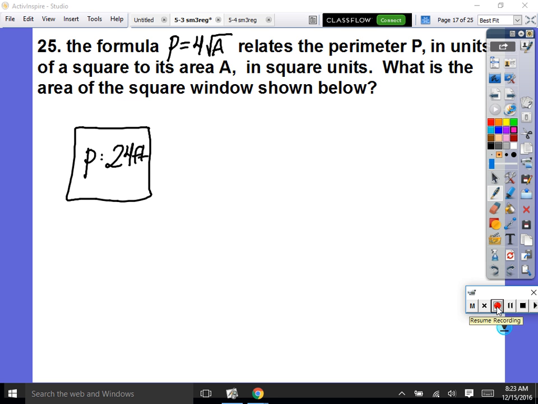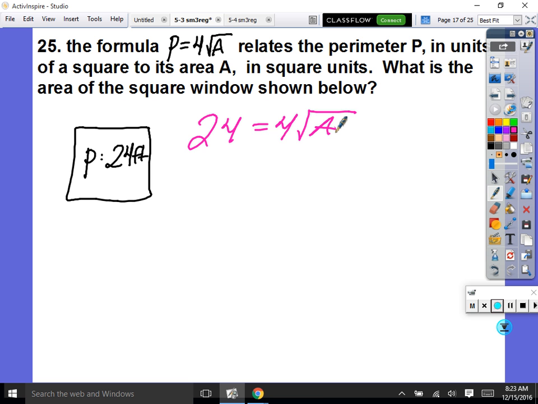I don't want you to not be able to do story problems, because they're really easy. So just watch this one. It's on your worksheet, number 25. It says the formula relates the perimeter in units of a square to its area. What is the area of the square window shown below? It gives us the perimeter, so shouldn't we put that in for P? So we have 24 equals 4 square roots of A. It says, what is the area? So aren't we just solving for A?